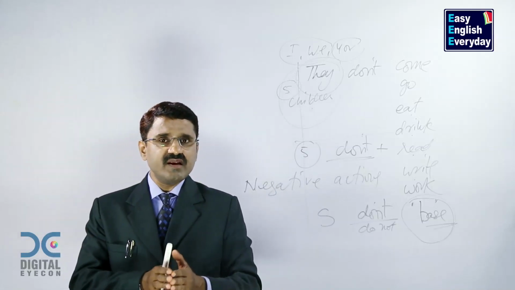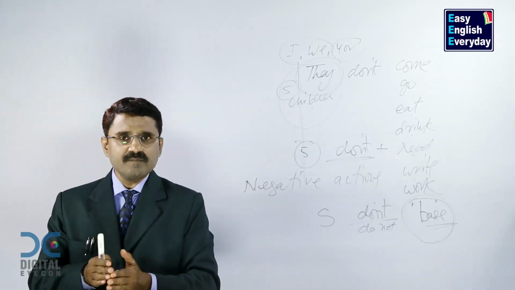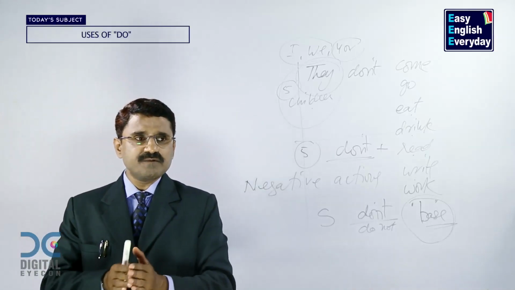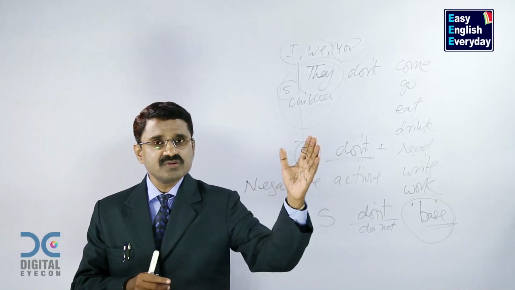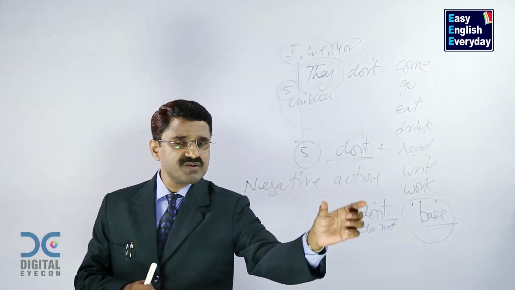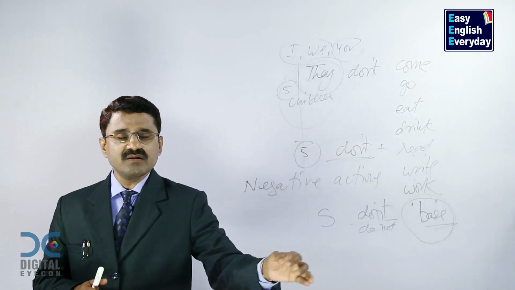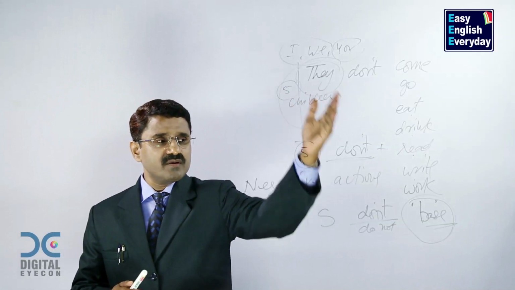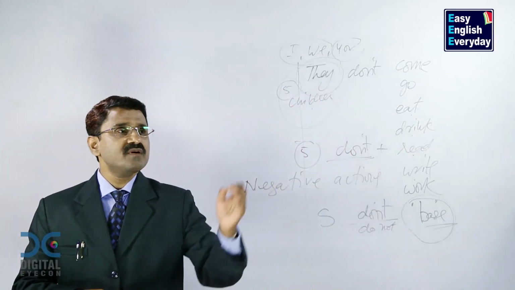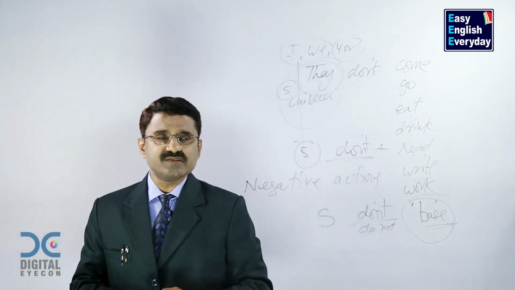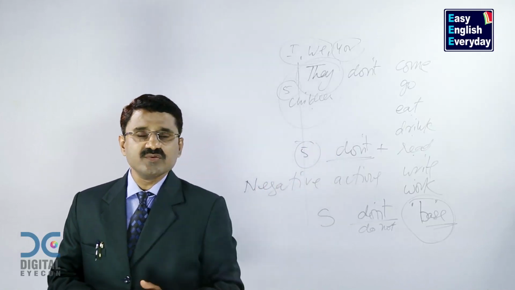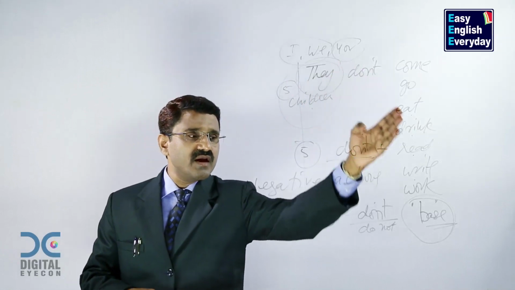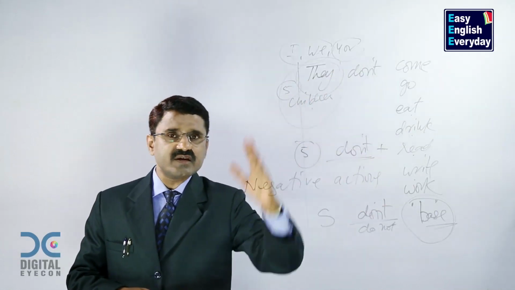These examples indicate that it is common for them, it is usual, regular, permanent for them not to do certain actions. So negative actions which are regularly not done, routinely not done, always not done by people, there we use this type of sentences. So this is the second use of don't. We take the subject, we put don't, and we keep verbs. This is the second use.